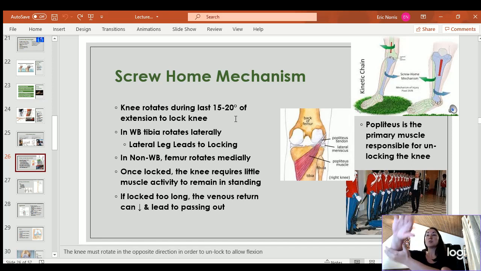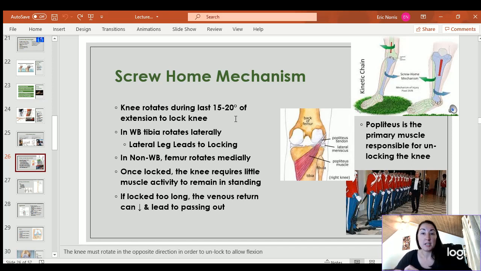So once you do a little bit of lateral rotation of the leg to lock it, then the popliteus does medial rotation of the tibia to unlock it. And that's really its primary job. Popliteus helps us unlock the knee.